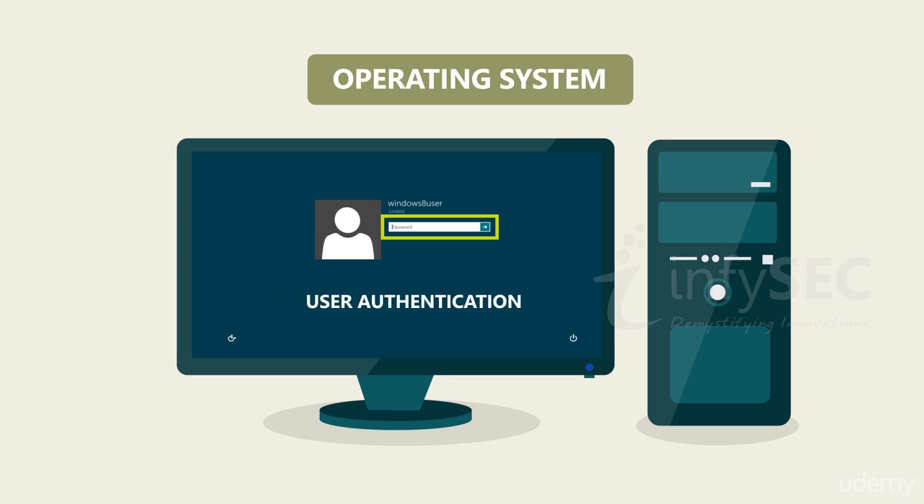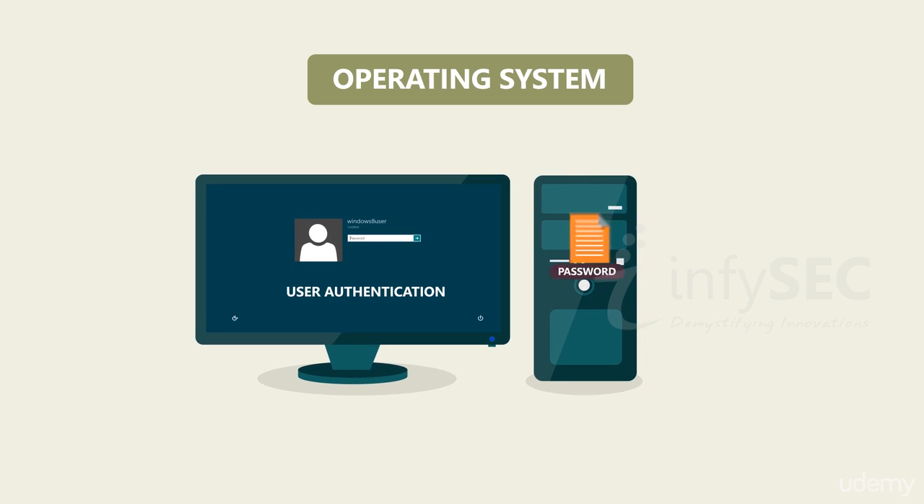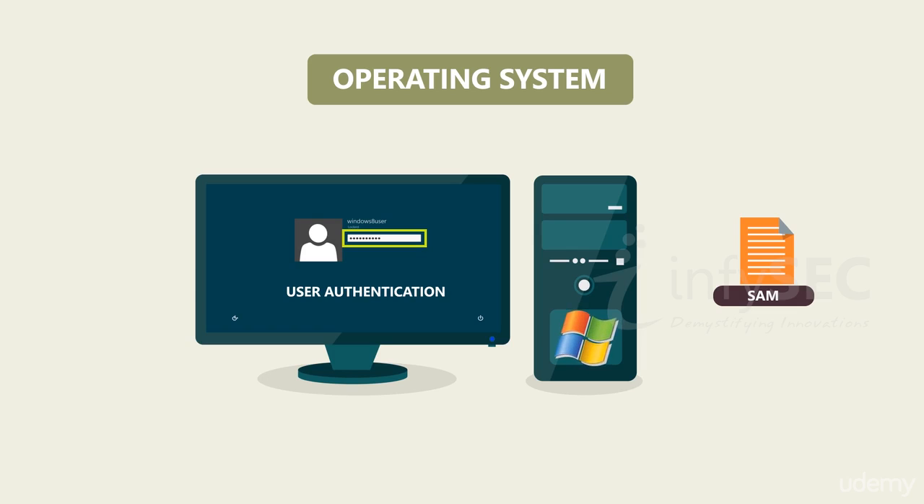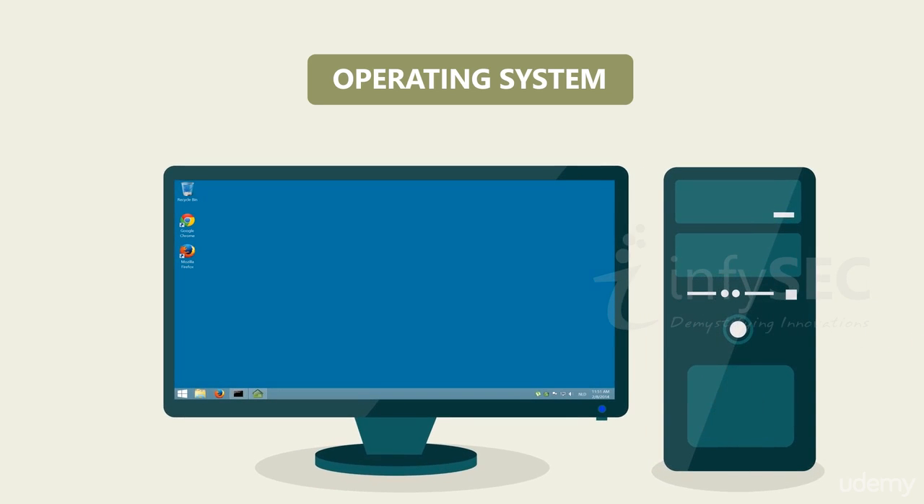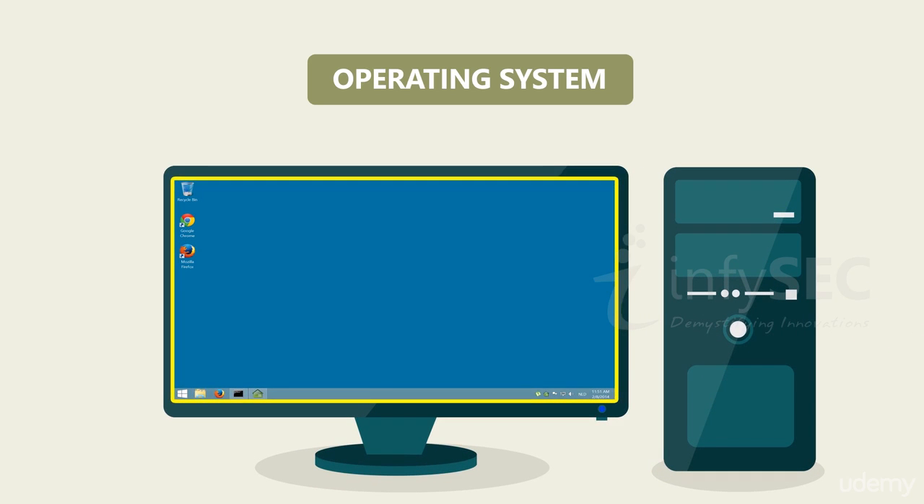OS performs user authentication. The password file of the system is retrieved and user authentication is performed. Normally the passwords are stored in the SAM file when the OS is Windows, while in the case of StarNix, the passwords are stored in shadow files. Once authentication is done, one may access and do desired work on the system.